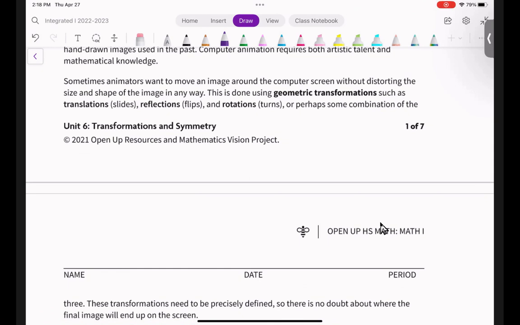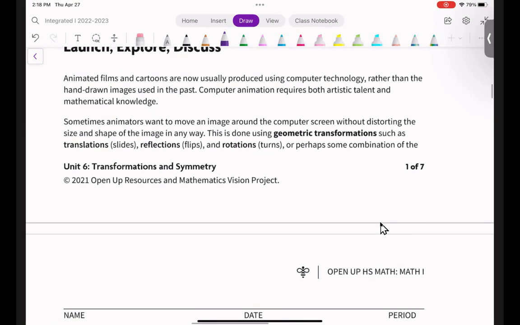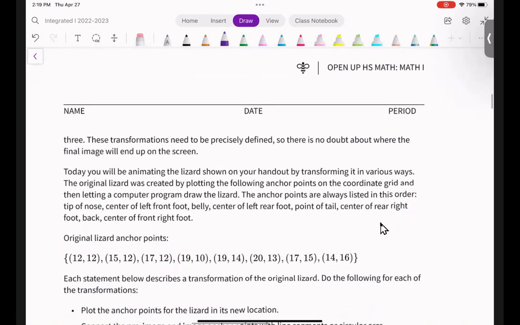I don't know, whatever. So they don't want to distort him. And imagine if you got distorted when you did any of these things: rotate, move, anything. This is done using geometric transformations such as translation, slides, reflections, flips, and rotations, turns, or perhaps some combination of these three.